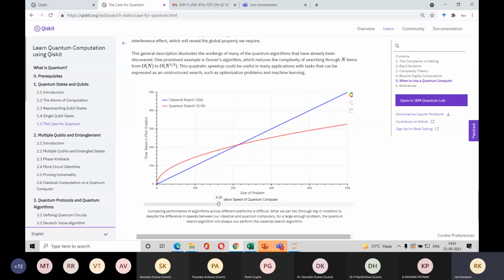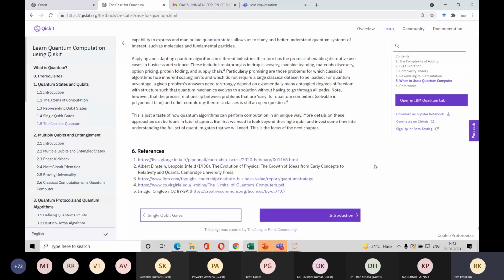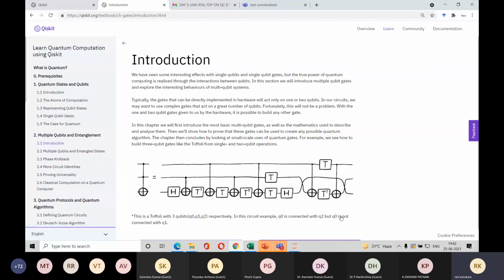So that's why quantum comes into picture only when you have a problem that has significant size. If on the extreme right side you have a problem dimension of 500, then you will see there is significant difference in the time to find the solution. So quantum is not the solution for all the problems. Many of the problems can be solved by classical, and a proper mix of classical and quantum is needed to solve some of the problems. That's what we said. After that we went on to discuss the multi-qubit systems.